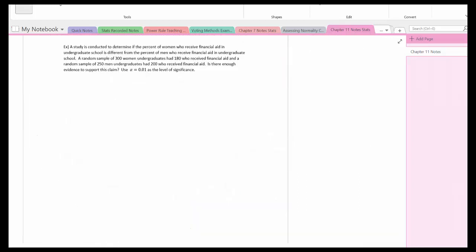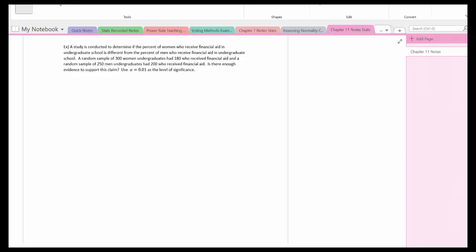Okay, let's take a look at the next example. A study is conducted to determine if the percent of women who receive financial aid in undergraduate school is different from the percent of men who receive financial aid in an undergraduate school. A random sample of 300 women undergraduates had 180 who received financial aid, and a random sample of 250 men undergraduates had 200 who received financial aid. Is there enough evidence to support the claim? Use alpha equal to 0.01 as the level of significance.